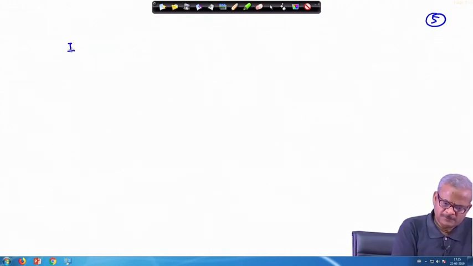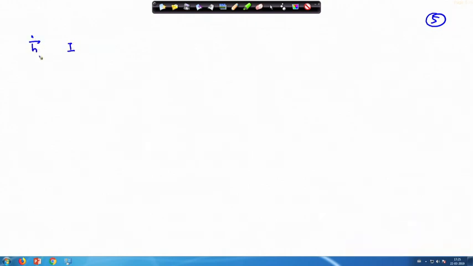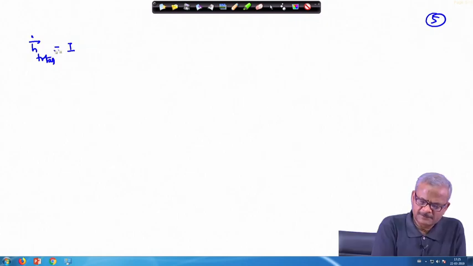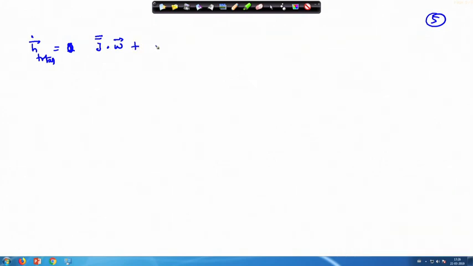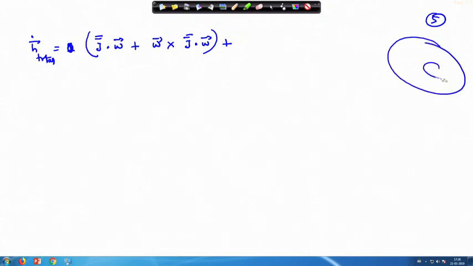So, we have here h dot total, this becomes equal to J double bar dot omega plus omega cross J double bar dot omega, and this constitutes your satellite part along with the CMG. Okay, CMG is also there, and the main body is also there, and this is the wheel. So, that is also present.